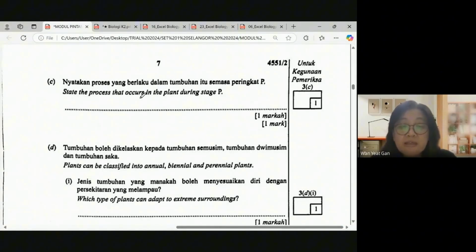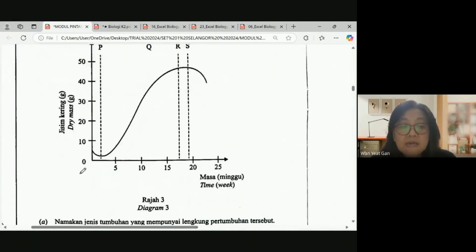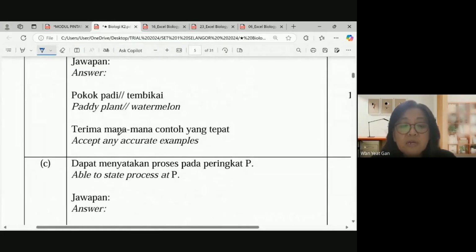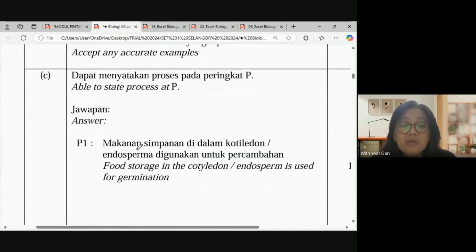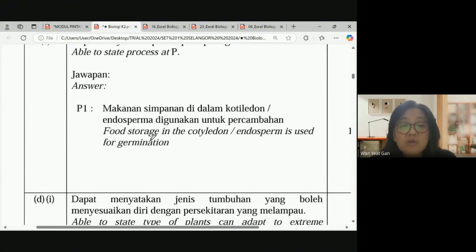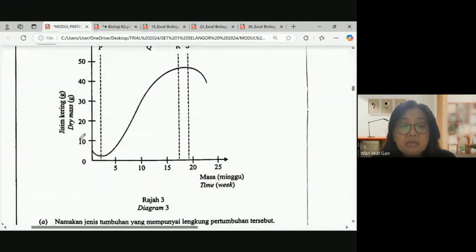State the process that occur in the plant during stage P. Now, during stage P, you can see that the dry mass have decreased. So during this stage, the plant uses all the energy stored in the cotyledon for germination of the seed, which is why the dry mass decreases.